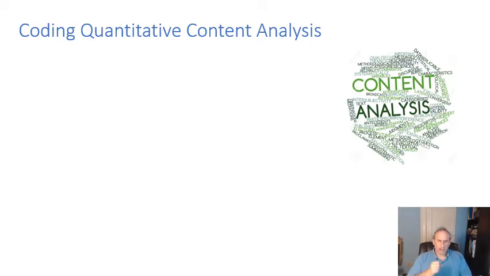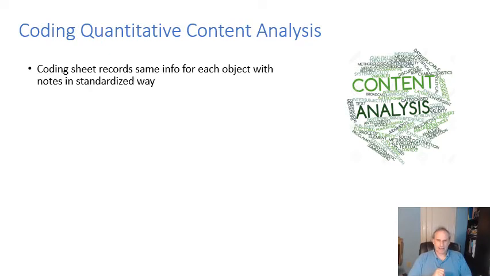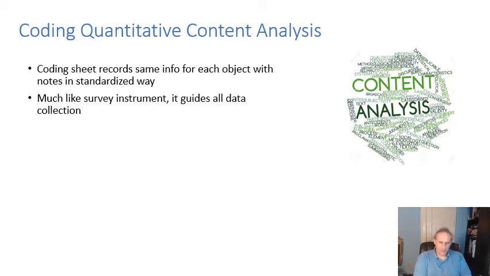Now, we're going to talk about coding with quantitative content analysis. The codes that matter in such content analysis start with coding sheets. Coding sheets are tools that help you record the same information for each object you look at, with notes done in a standardized way. It's much like a survey instrument. It guides all data collection, saying, if you see X, record it in this way.